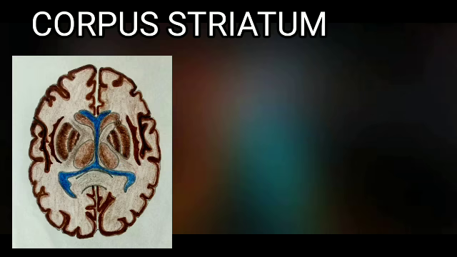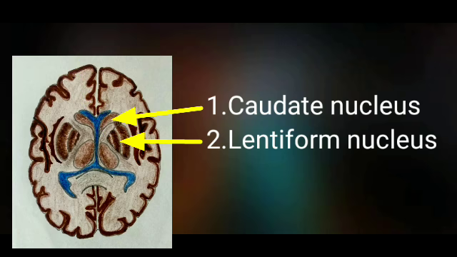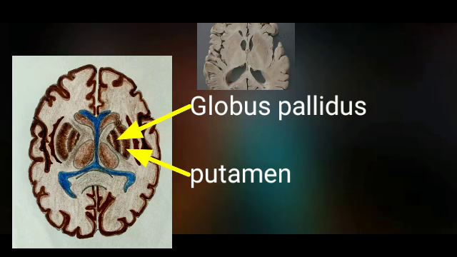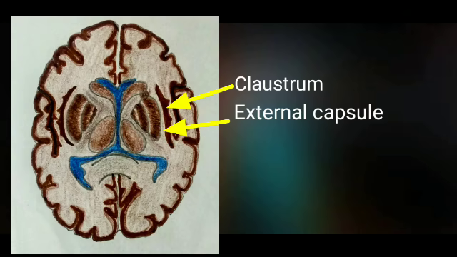The corpus striatum consists of two parts, caudate nucleus and lentiform nucleus. The internal capsule divides the corpus striatum into caudate nucleus and lentiform nucleus. The lentiform nucleus again is divided into globus pallidus and putamen. The dark lateral part is called putamen and the pale or light medial part is called globus pallidus. And the lentiform nucleus is separated from the claustrum by the external capsule.